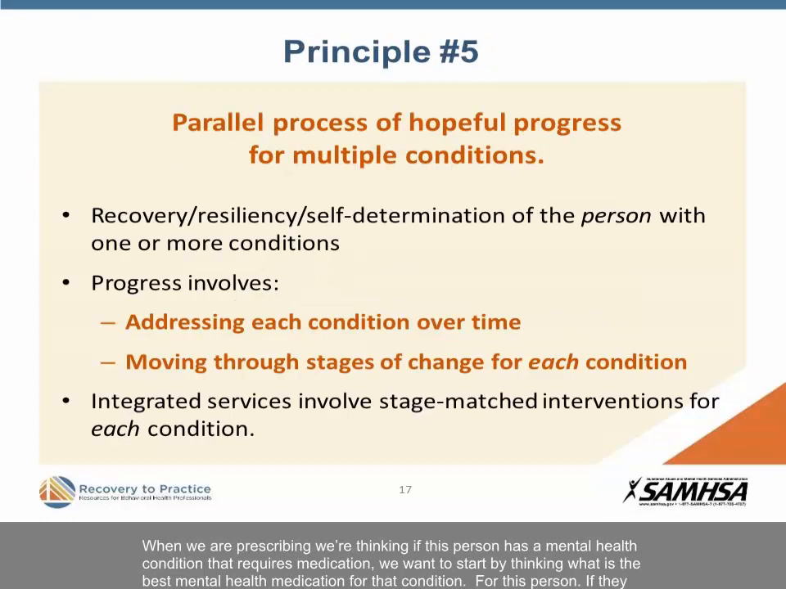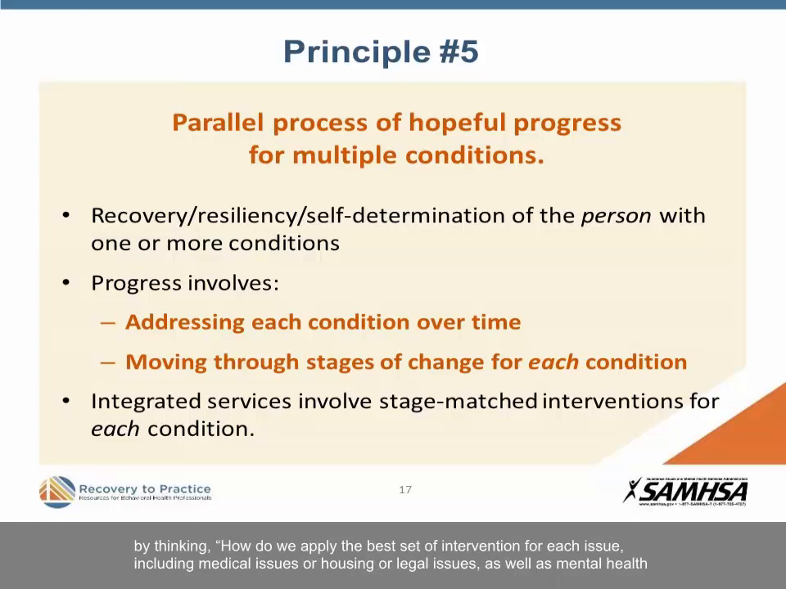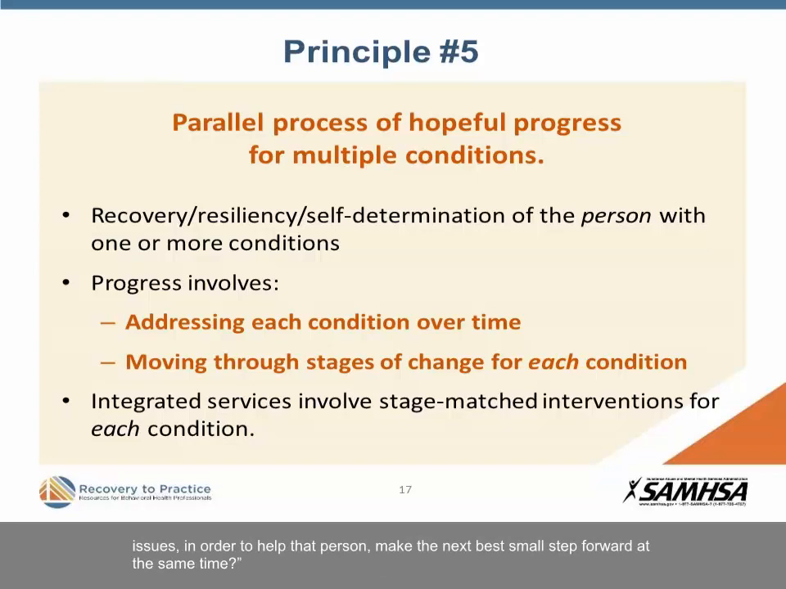And when we're prescribing, we're thinking, if this person has a mental health condition that requires medication, we want to start by thinking, what is the best mental health medication for that condition, for this person? If they have a substance use issue, what is the best set of interventions, including the possibility of medication, for their substance issue? And then we may think about what interactions there might be between those recommendations, but we start by thinking about how to apply the best set of interventions for each issue, including medical issues or housing issues or legal issues, as well as mental health and substance issues, and help that person make the next best small step forward at the same time.